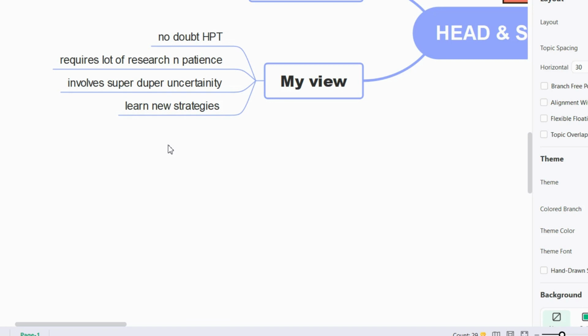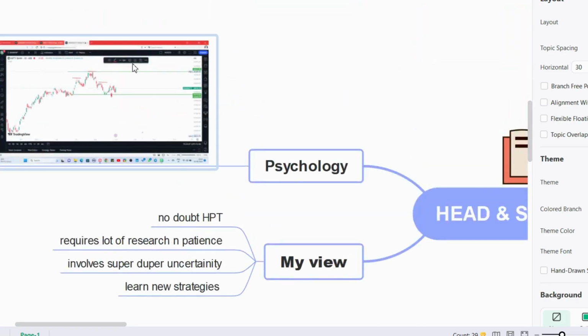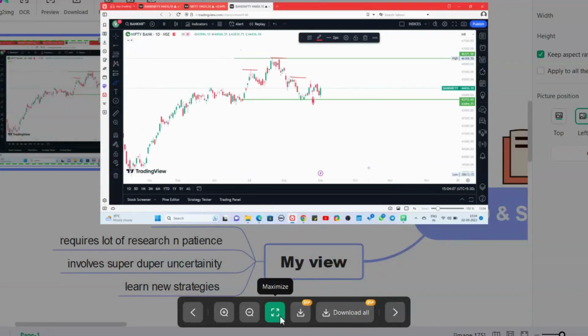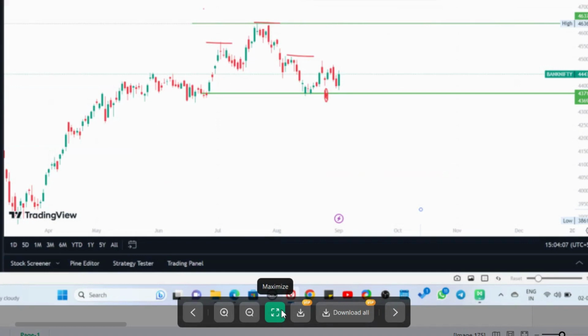Okay, this is my view, and how I use this is, when I see a pattern in Nifty or Bank Nifty like this, I take it as a reference. Now I will explain this with an example. The sole idea of making this video is this.